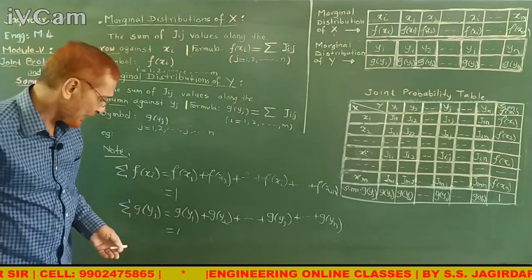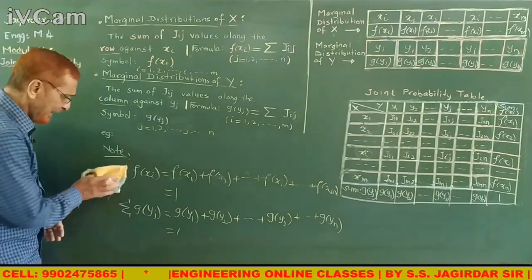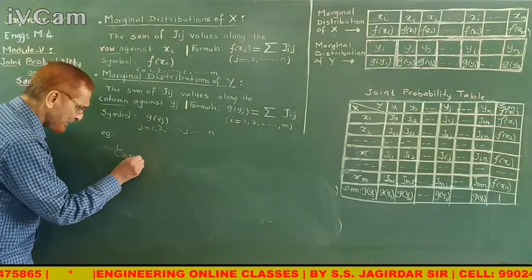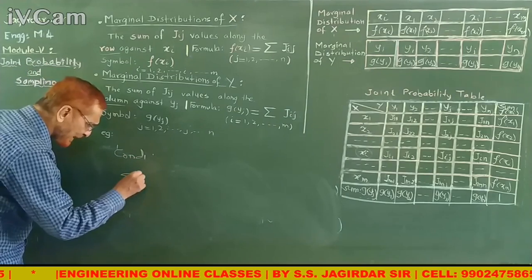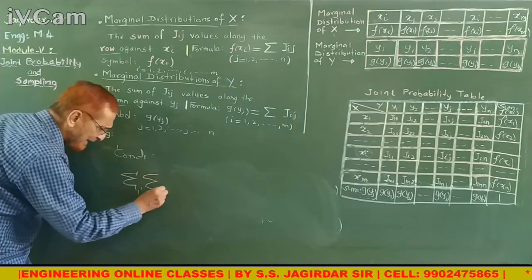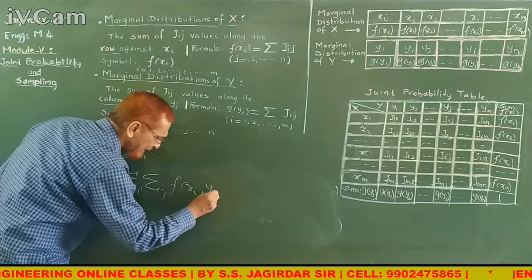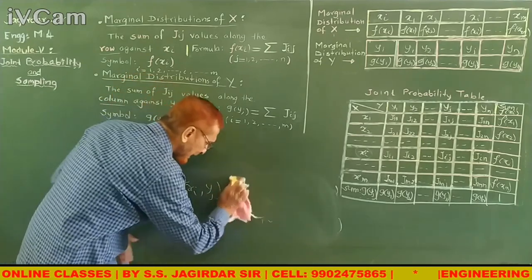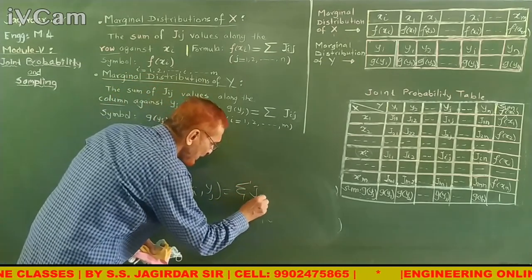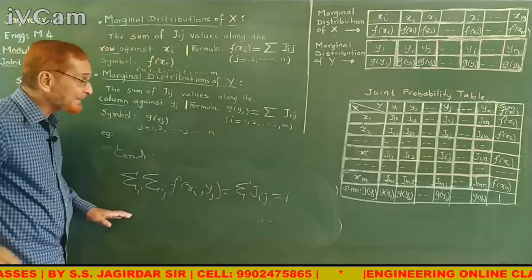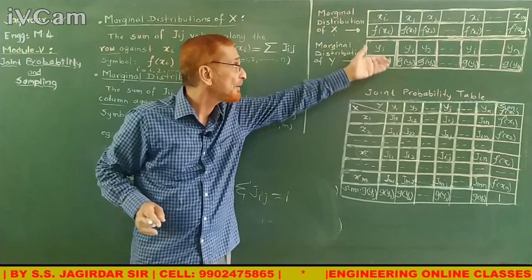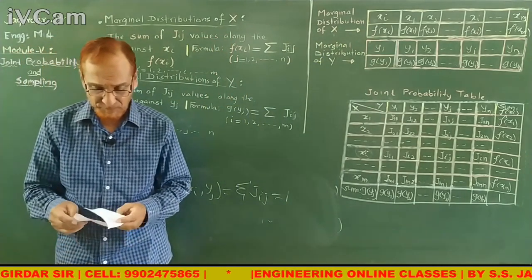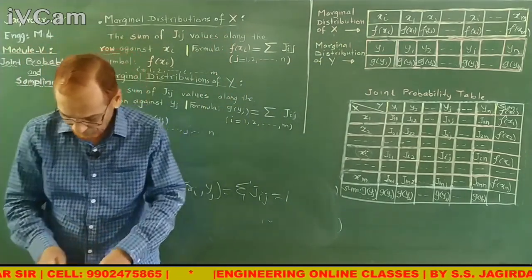So lastly I will end this with the fact that the important condition is established. What is the important condition? Sigma over i and j of f x i y j, that is sigma g i j, is equal to 1, which can easily be verified through the concept of marginal distribution of x and y. So this way, this is the concept of the marginal distribution of x and y.